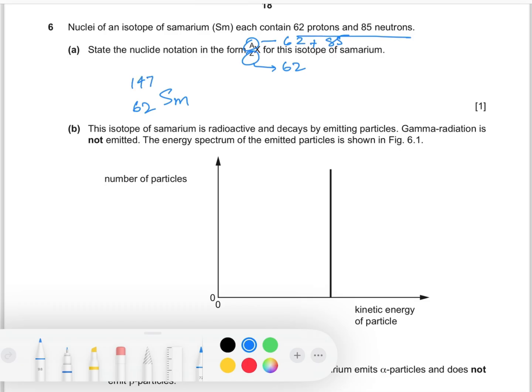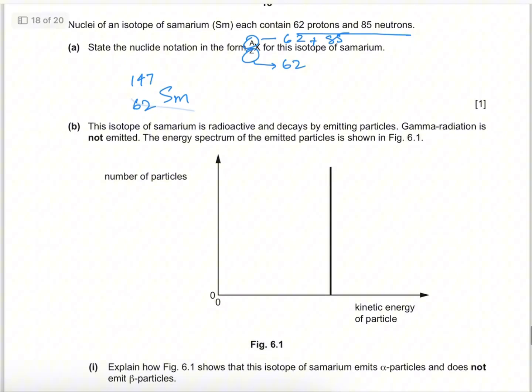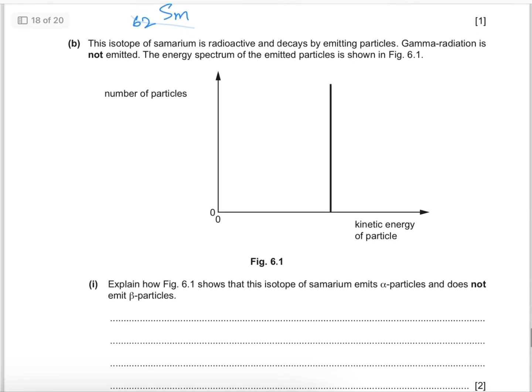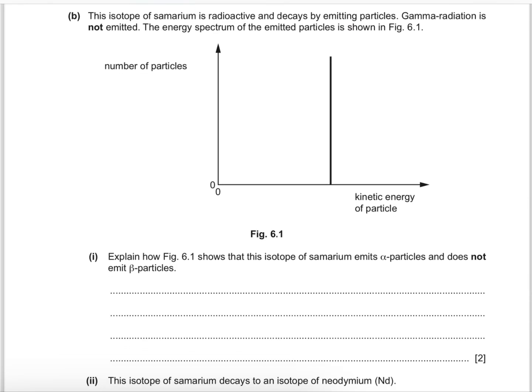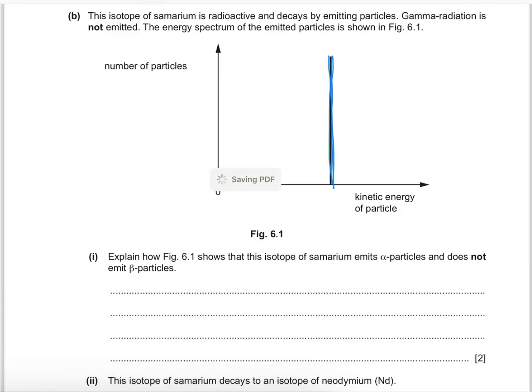B. This isotope of samarium is radioactive and decays by emitting particles. Gamma radiation is not emitted. So that leaves us with beta and alpha radiation. The energy spectrum of the emitted particles is shown in figure 6.1. While learning about radiation, you'll learn that the energy of alpha particles is always discrete, meaning you'll only see a single line in this graph for alpha radiation, whereas for beta radiation you will see a curve or a continuous range of energies. So this is going to be alpha radiation, and the question asks you to explain exactly that.